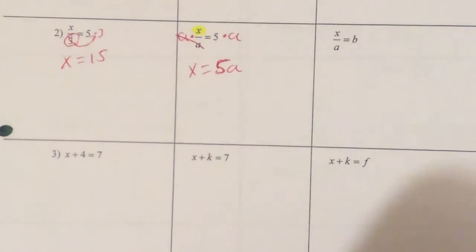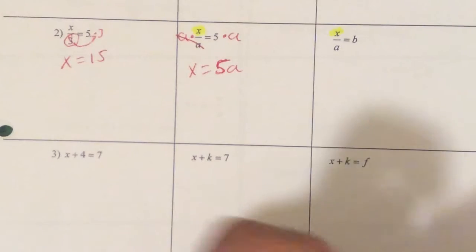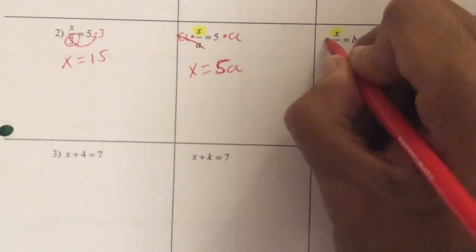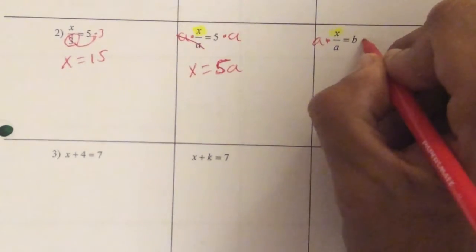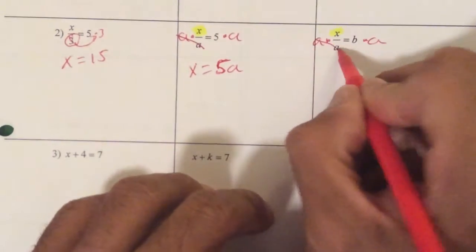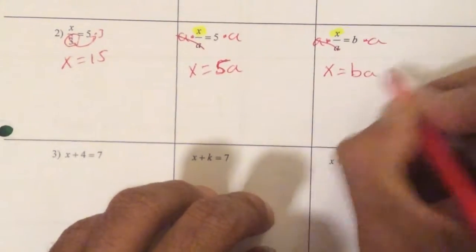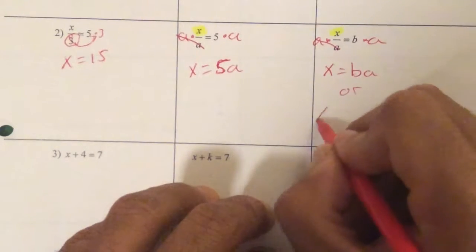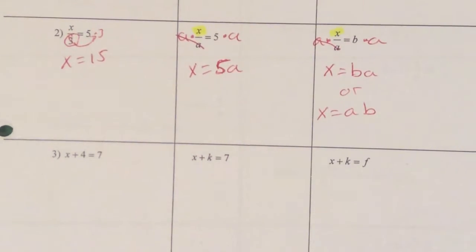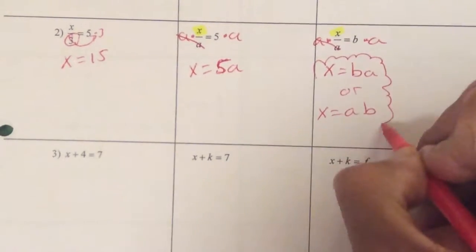Okay, now what if we have all letters? It doesn't change anything. x is still being solved for, so I have to move the a. The opposite of dividing by a is to multiply by a. When I do that, the a's go away and I'm left with x equals b times a. It's just ba, or you can say x equals ab. Both of these are valid answers, so just choose your favorite one and stick with it.